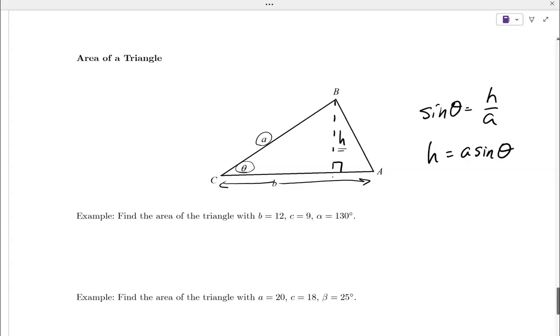Now I have the height and I have the base. So the area of your triangle, remember we said, is one-half base times height, right? Your height is A sine of theta. So you get one-half AB sine theta as another, an equivalent form. We're just giving a way to figure out what the height is. Typically, you're not given the height, you're given something about the sides of the triangle, right?